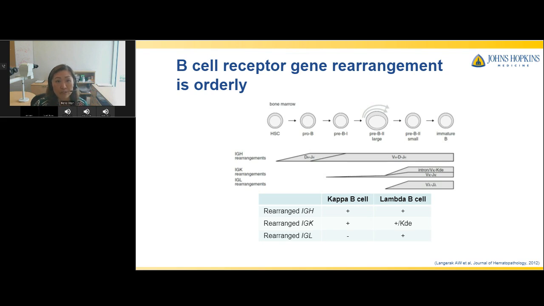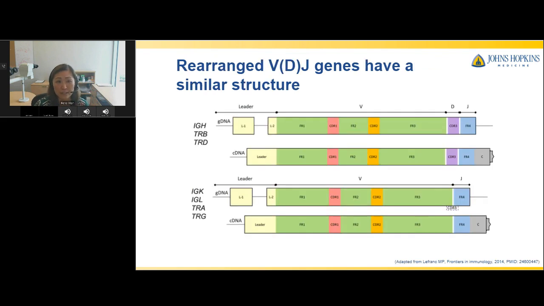What we'll move to now is to look at the rearranged VDJ gene structures, which are actually very similar even in the absence of the diversity genes in some of the loci. So if we look at the organization, you can see that either on the gDNA level, genomic DNA level, or the cDNA level, the genes are arranged with similar structures.